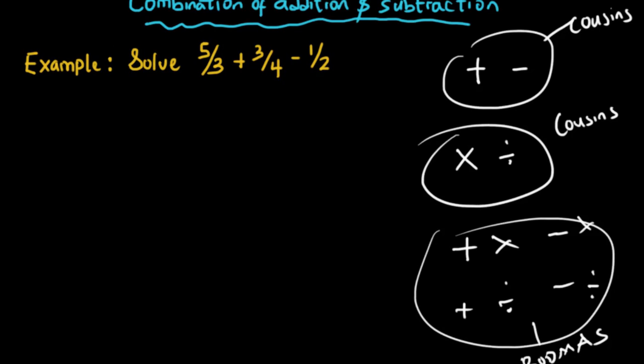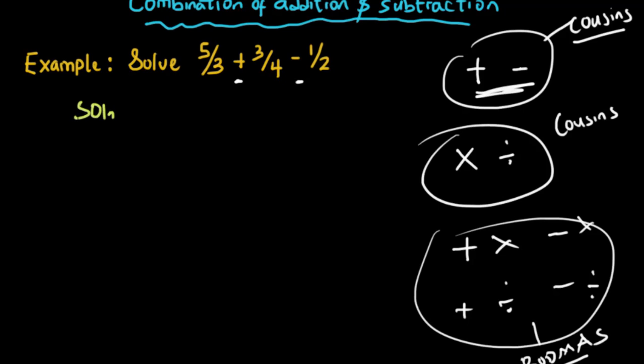We are going to come to this in a subsequent video, but I just want you to know that whenever you have addition and subtraction, they are like cousins, so you can solve them together. Does that make sense? Now, if you look at this question, we have addition and subtraction, so we can solve it together without bothering about BODMAS. Does that make sense? Now let's solve this question.